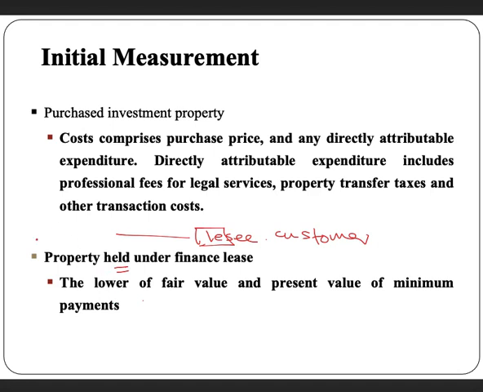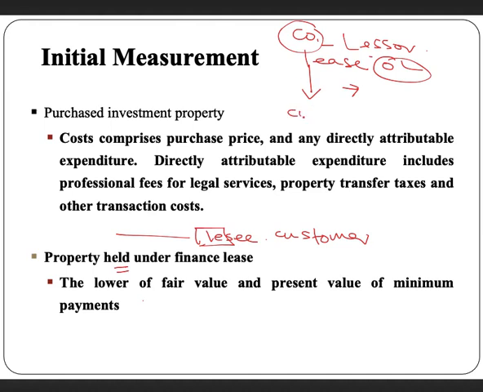Remember just now, when you as a company lease out to another person, you can only recognize it as an IP if it is an operating lease. If you are the company, you are the lessor. The property belongs to you and you lease it out to your customer. With an operating lease, you as a company recognize it as your IP.